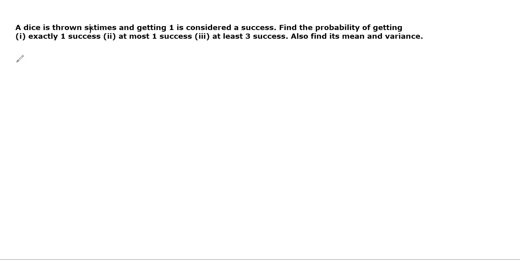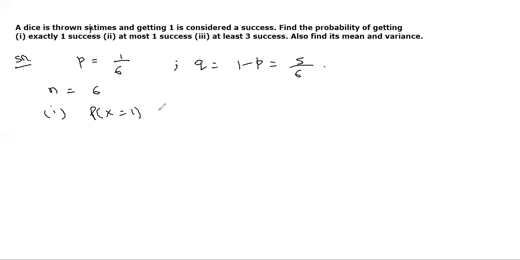First of all, let's define the probability of success. Because getting a one is considered success, the probability is 1 by 6, and then q, which is 1 minus p, will be 5 by 6 in this case. Now n is 6 because it is repeated 6 times. The probability of getting exactly one success, which may also be written as P(1), will be 6C1 into p raised to power 1 and q raised to power n minus 1, that is 6 minus 1, which is 5. 6C1 is 6 factorial over 5 factorial and 1 factorial.